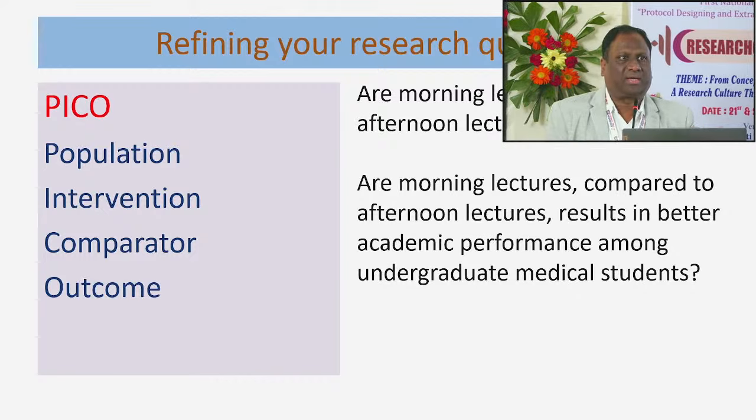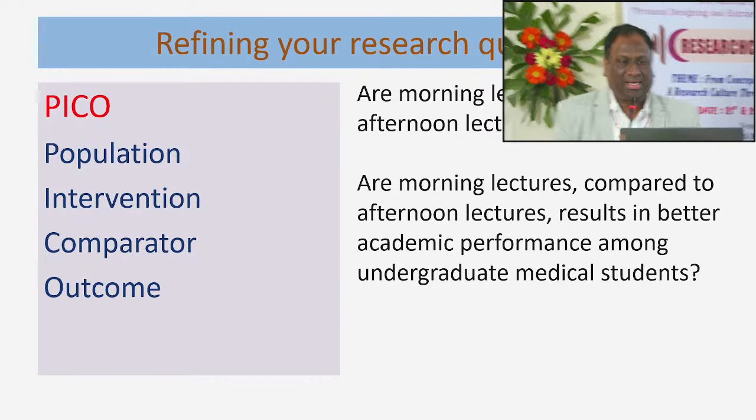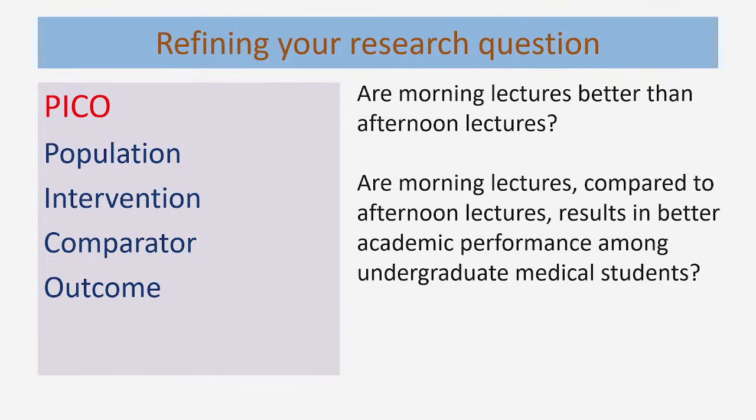So this is the way you can convert a research idea into an answerable research question. So this is a good research question: are morning lectures, compared to afternoon lectures, resulting in better academic performance among undergraduate medical students? So it has all four components: population, intervention, comparator, and outcome.